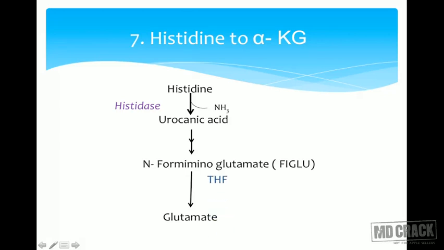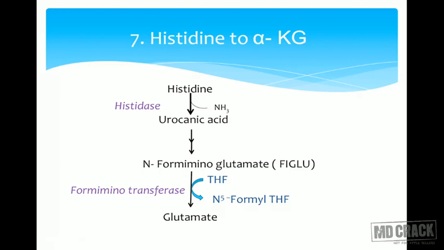Please remember, when we have formiminoglutamate, FIGLU, going to glutamate, we require folic acid. So tetrahydrofolate is converted to N5-formyl tetrahydrofolate. The enzyme is formiminotransferase. So what is the importance of this reaction, histidine to alpha-ketoglutarate? The importance is, if folic acid is deficient, what will happen? If folic acid is deficient, this reaction, FIGLU to glutamate, will not take place.